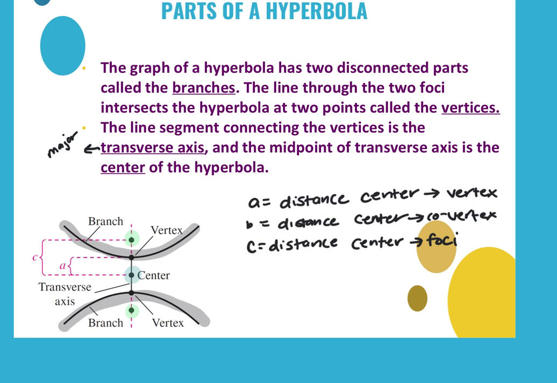So the center's still in the middle. You would still go up and down or right and left the A distance to get your vertex. You would still go in that same direction, C, to get your focus, except that your focus has to be further out than your vertex. So in an ellipse, A has to be bigger than C. In a hyperbola, A has to be smaller than C. And then B, I'll show you on the next graph, would be your distance to your co-vertices, which tells you how wide or narrow to make your branches.